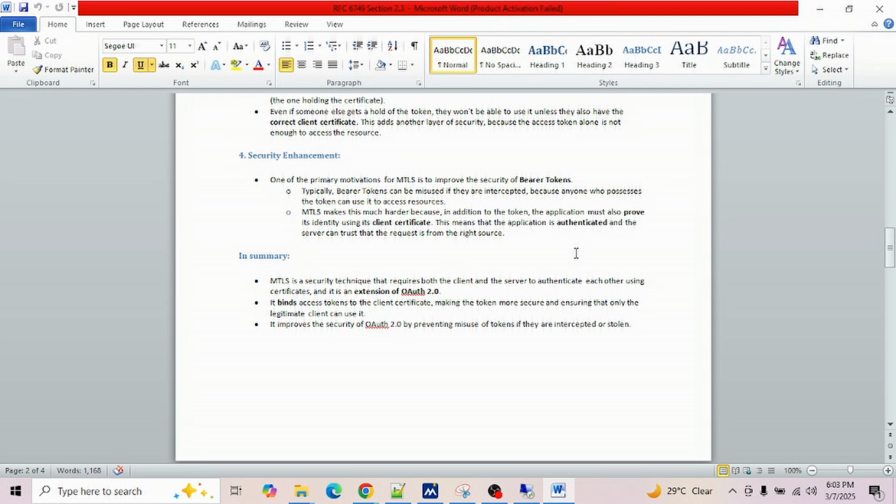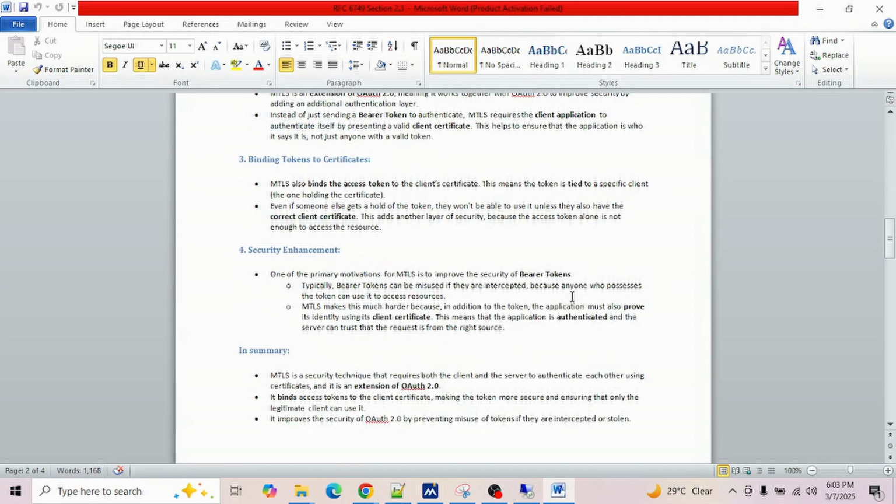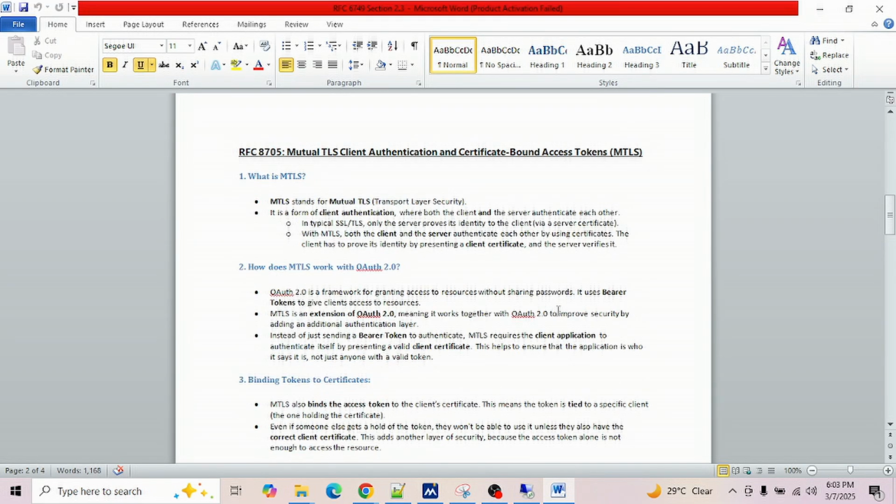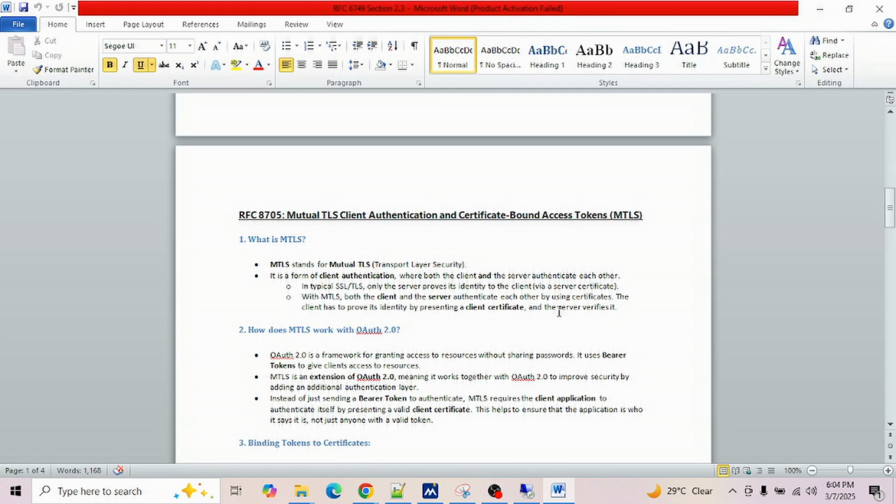Okay, so these are the advantages if you are using MTLS. We are not using it in any of our examples, but I'll try to see if I can implement MTLS in PingFederate, and we can see some example for this.